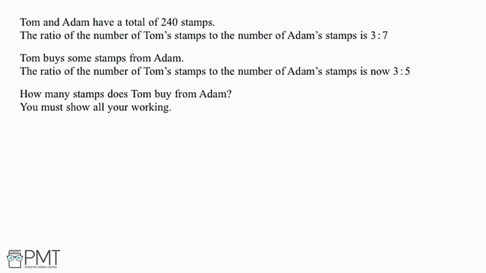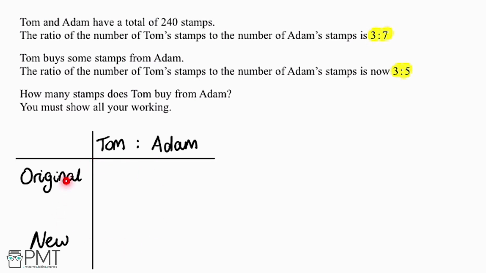Tom and Adam have a total of 240 stamps. The ratio of the number of Tom stamps to the number of Adam stamps is 3:7. Tom buys some stamps from Adam, and then the ratio of the number of Tom stamps to the number of Adam stamps is now 3:5. How many stamps does Tom buy from Adam? And we need to show all of our working.